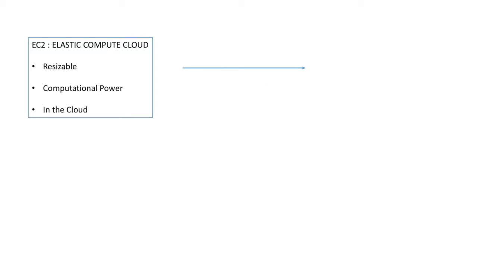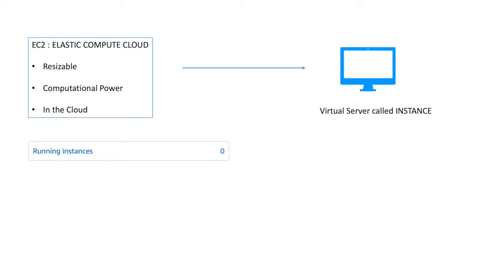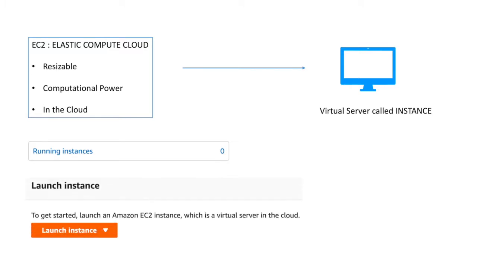So in a sense, there will be a virtual server and it is going to be called an instance in terms of AWS. You will get to see this at various places in the UI. You will see something like running instances, and you will see launch instance. If you go to the EC2 service, it will say launch instance. What it means is, do you want to launch a new virtual server, a new virtual machine or not?